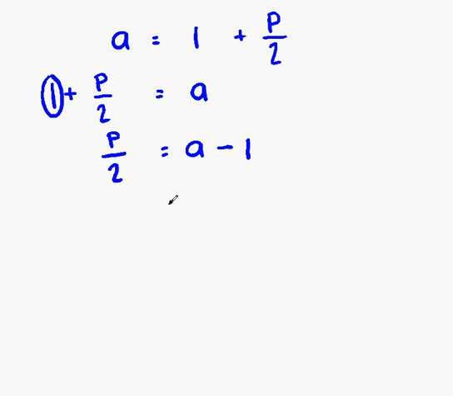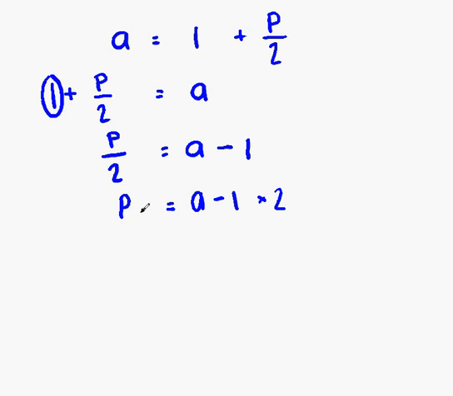We want P on its own on the left. That means we need to move this 2. At present the P is on the top and the 2 is dividing the P. If we move the 2 onto the other side, the right hand side, it changes from divide to multiply. So we have P equals A minus 1, and that is multiplied by 2.